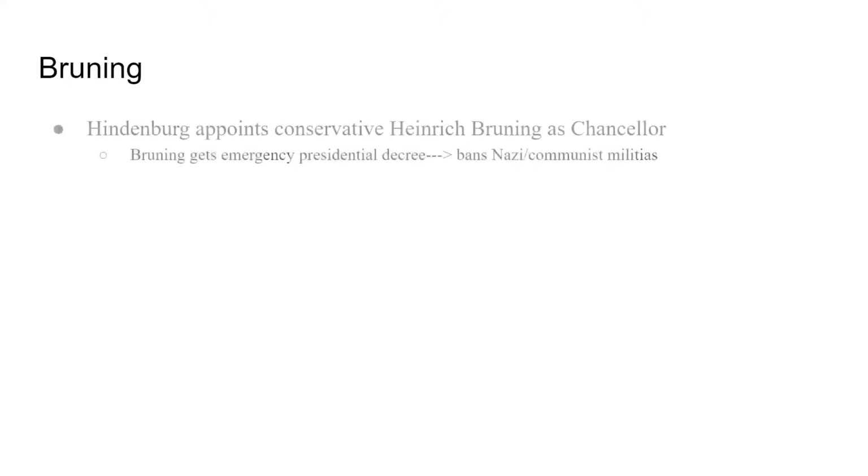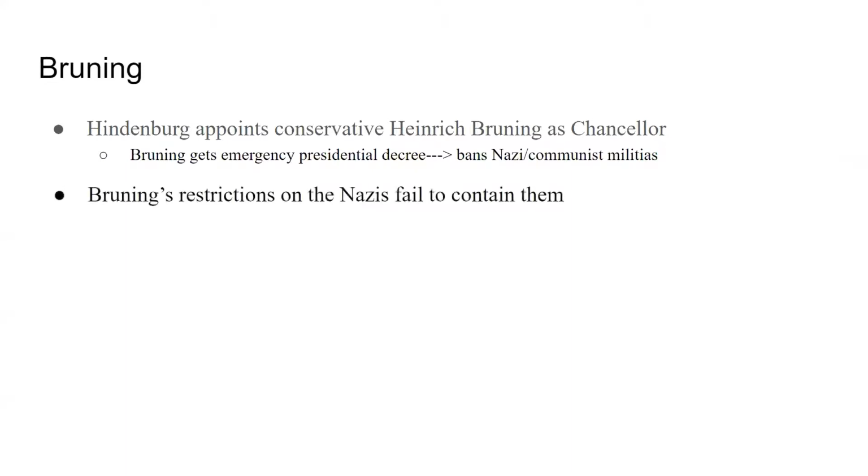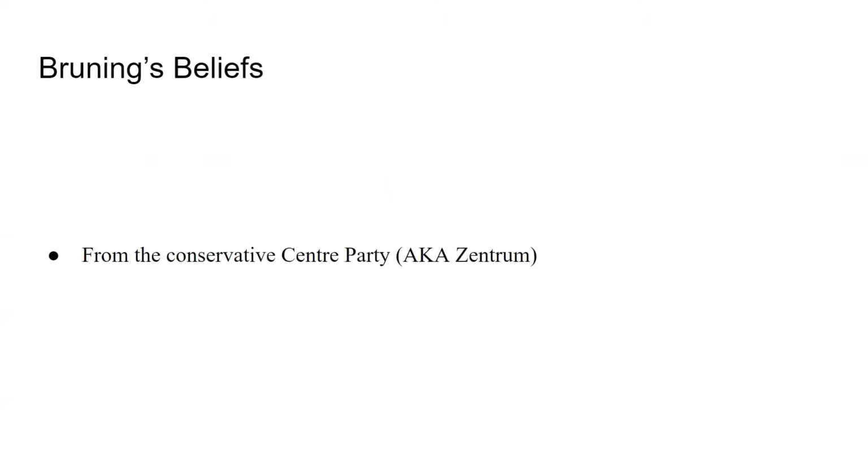Let's talk about one of those chancellors, Heinrich Brüning. So Hindenburg appointed this very conservative guy, Heinrich Brüning, as chancellor. Brüning did not like the Nazis or the communists, so he banned their militias using his emergency presidential decree. However, he failed to contain them, and we'll look into that in just a minute. Before that, let's talk about Brüning's beliefs.